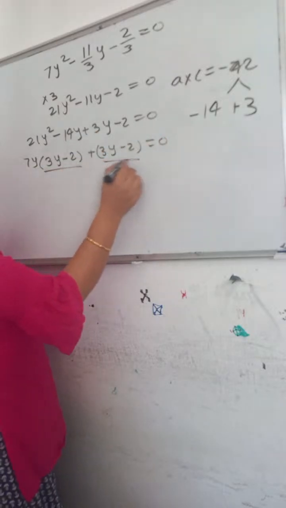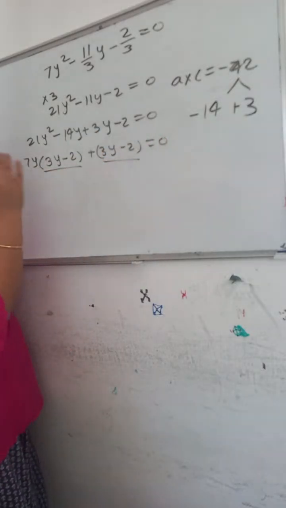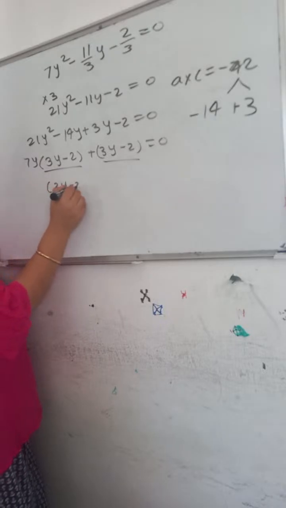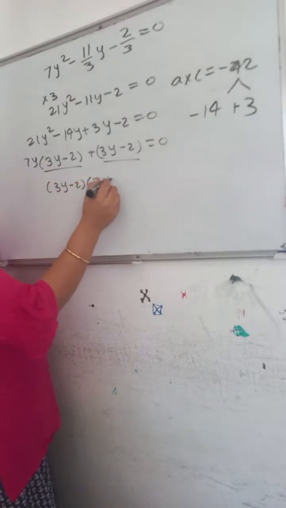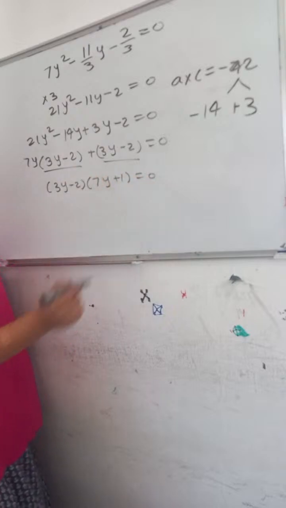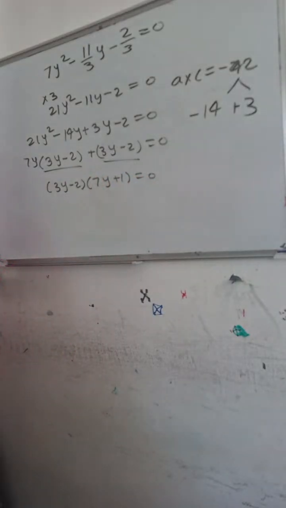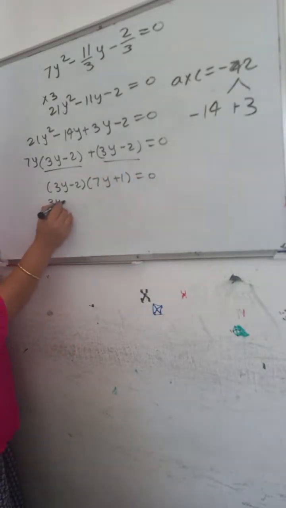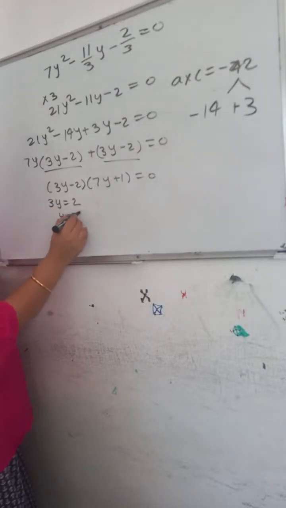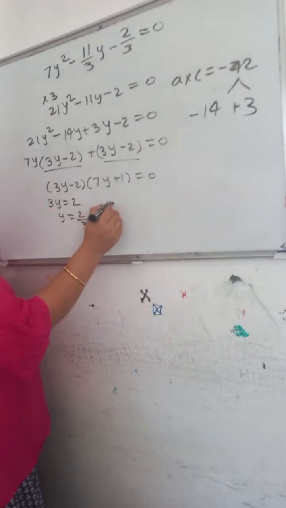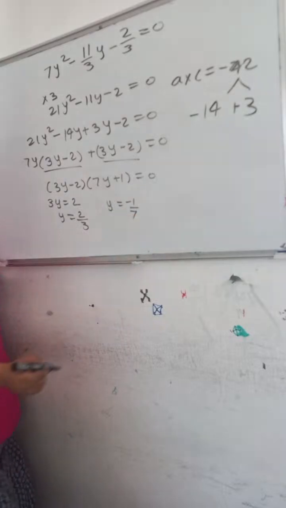Now 3y minus 2, 3y minus 2 you can take common into 7y plus 1 is equal to 0. So here 3y is equal to 2, then y is equal to 2 by 3 and here y is equal to minus 1 by 7.